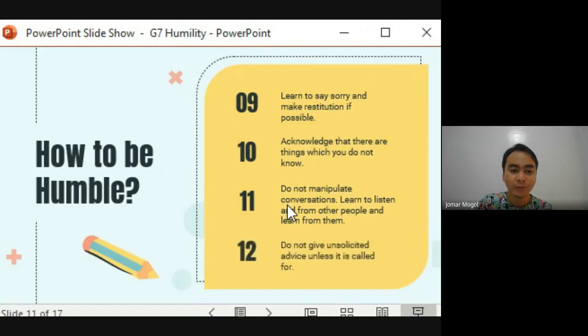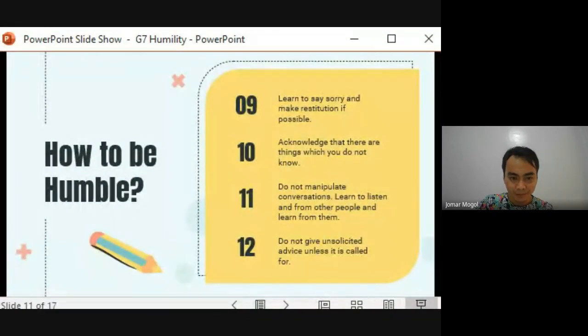And 12, do not give unsolicited advice unless it is called for. Yan. Kung hindi kayo kinakausap, huwag munang sasabat. Or kung hindi hinihingi ang opinion mo, huwag kayong iimik ng kung anek-anek dyan. Okay? Kinakailangan, you have to be patient, you have to wait for your time. That is the meaning of being humble. Learn to know your place and wait patiently.